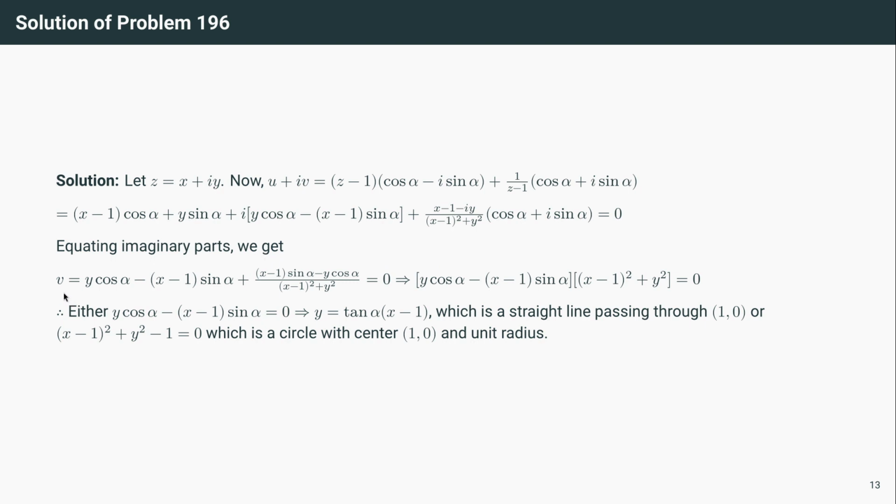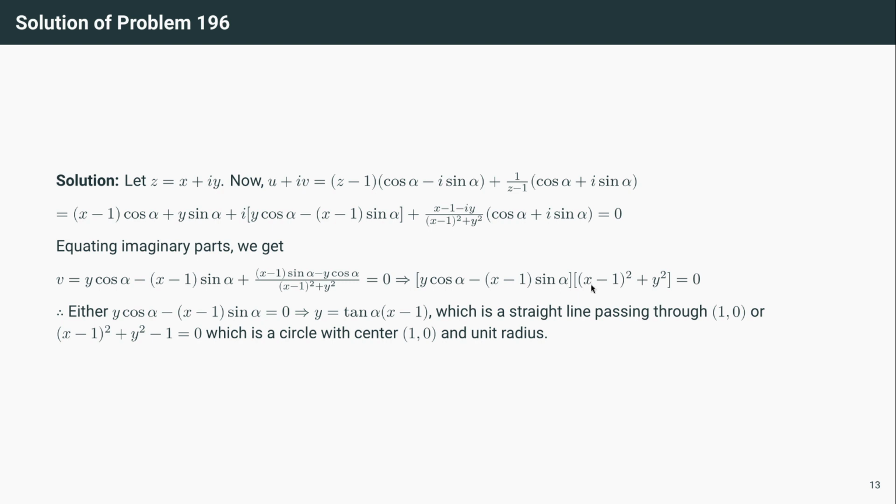So for v, we will take out y cos alpha, then minus (x minus 1) sin alpha, that is this part. And from here, we will have ((x minus 1) sin alpha minus y cos alpha) by ((x minus 1) whole square plus y square) is equal to 0. That means (y cos alpha minus (x minus 1) sin alpha) into ((x minus 1) whole square plus y square) is equal to 0. Okay.